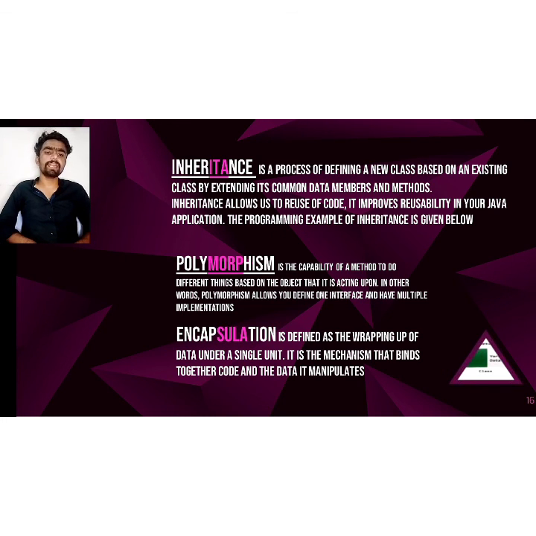In other words, polymorphism allows you to define one interface and have multiple implementations. We can implement anything in our program in polymorphism. Encapsulation is defined as the wrapping of data under a single unit. So we can wrap our data in a single unit. It is the mechanism that binds together the code and the data it manipulates.